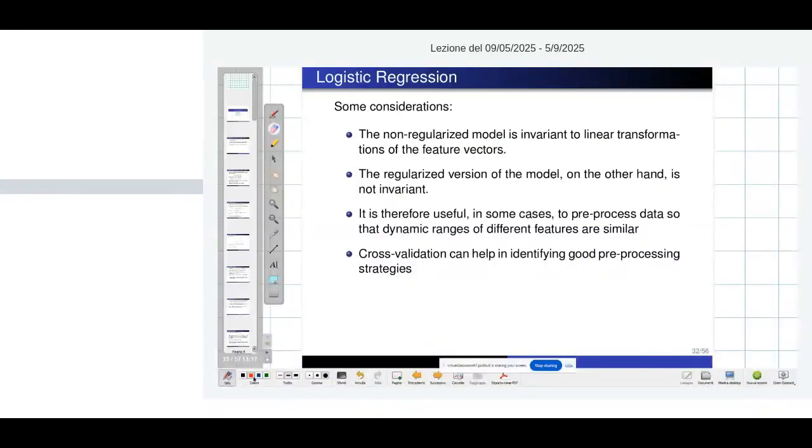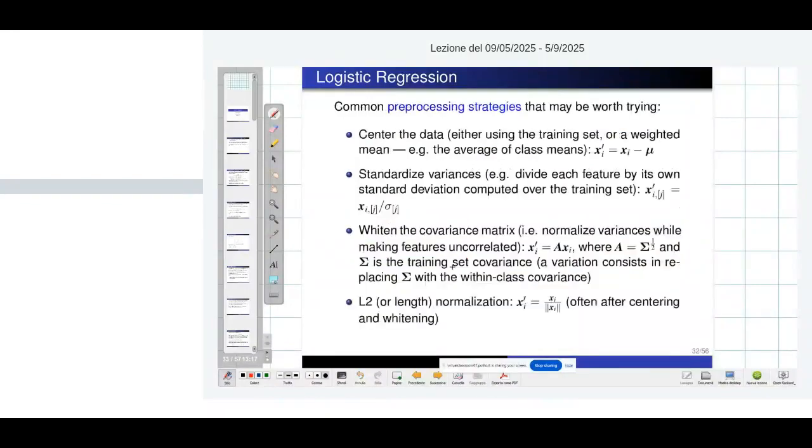To reduce this effect, it may make sense when we use logistic regression with regularization to preprocess the data to reduce the differences in the ranges, in the dynamic range, of the different features. Of course, which strategy we should use is typically decided through cross-validation. We will try different strategies that may make sense for our data set and then select through cross-validation which to use. We already have seen how to do this kind of thing.